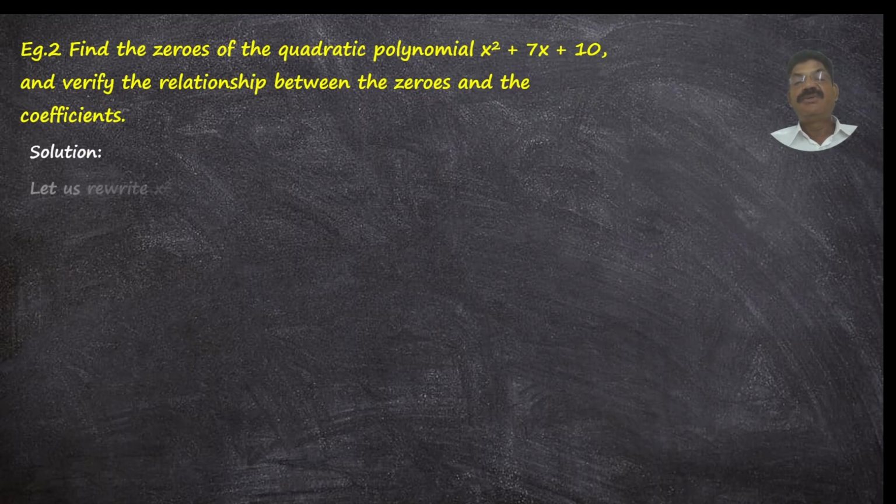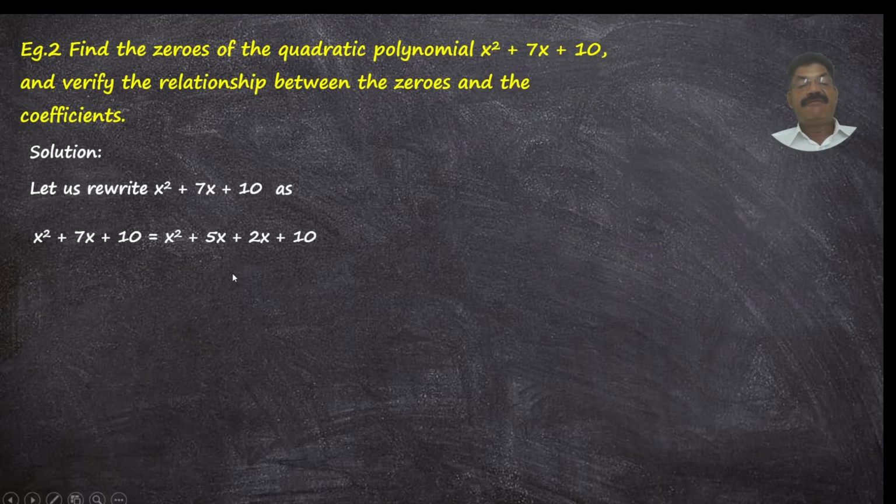So what I am going to do? I am going to rewrite the polynomial x square plus 7x plus 10 as x square plus 5x plus 2x plus 10. Here 5 into 2 is equal to 10, and 5 plus 2 is equal to 7. So, in such a way, you have to separate the middle term. When you solve more problems, you will be familiar with this idea.